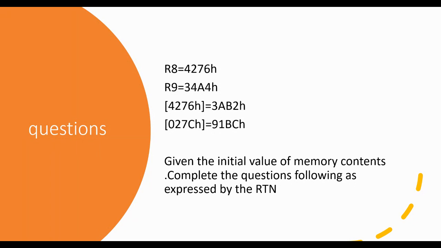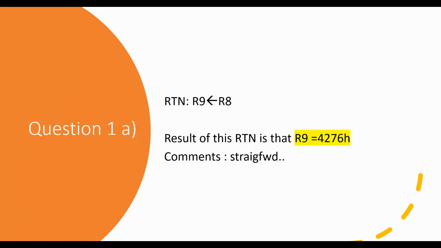Given the initial values of the memory content, complete the following questions as expressed by the RTN. So the question is trying to ask you, these are the initial values. With the initial values, what happens if you have certain register transfer notation? If I give a transfer notation, you have to program it according to the register transfer notation, and then see what happens subsequent to the programming line that you type out. So we're going to discuss that now.